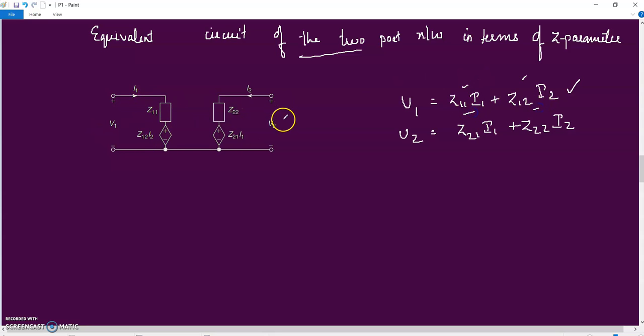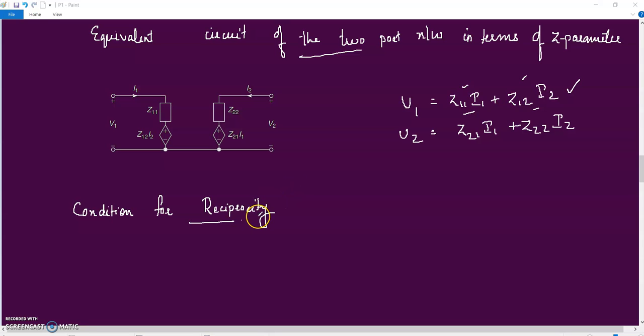Now coming to the right hand side, V2 is equal to I2 into Z22 plus Z21 into I1. Okay, this is the equivalent circuit of the two-port network in terms of Z parameter. Next is condition for reciprocity. Reciprocity theorem states that the ratio of excitation to response is the same if the excitation and response are interchanged.